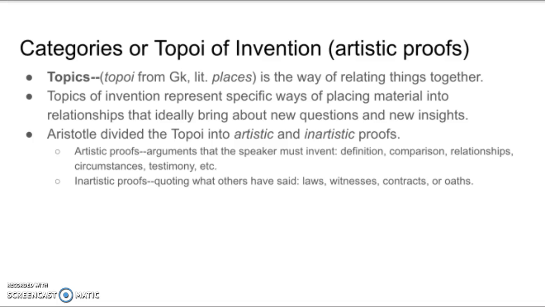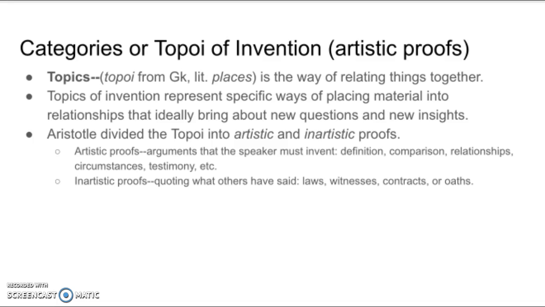As I mentioned earlier, Aristotle divided the topoi into 2 basic categories, something that he called artistic and inartistic proofs. Artistic proofs have to do with ethos, pathos, and logos, and they are those arguments that the speaker must invent. In other words, the speaker must create the argument himself or herself using things such as definition, comparison, demonstrating relationships between objects, the use of circumstances, or testimony.